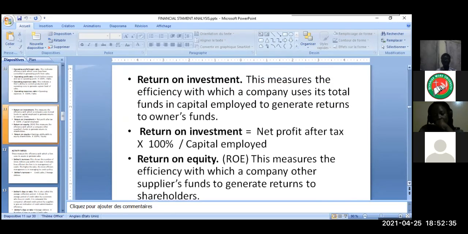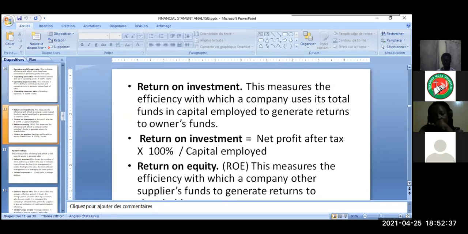Okay. Now return on investment. So we have invested, we expect the return on investment. This measures the efficiency in which a firm or a company uses its total funds in capital employed to generate returns on owners' funds. Now, return on investment, we have net profit after tax.